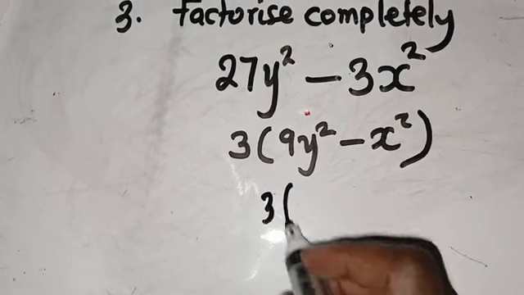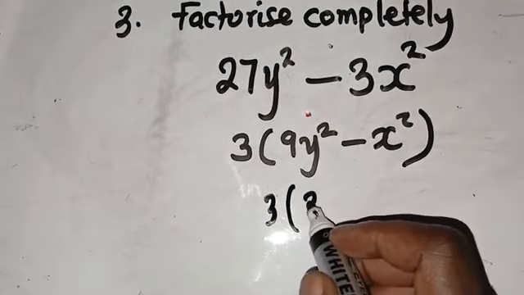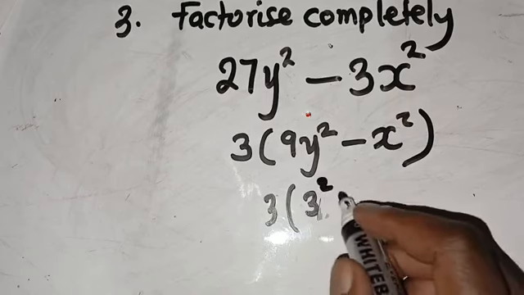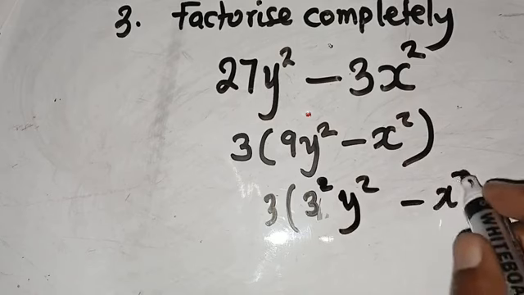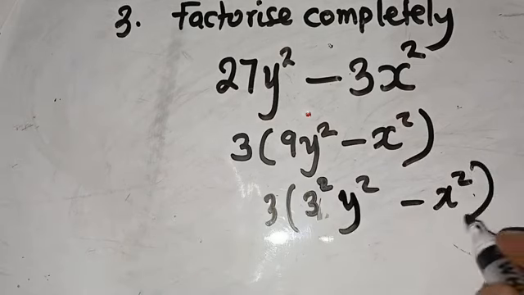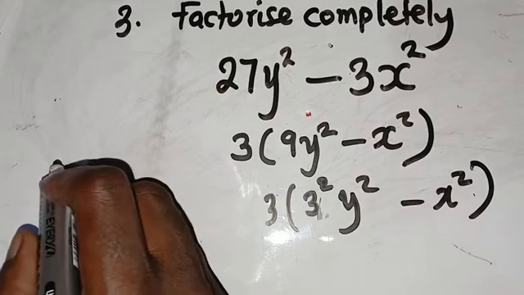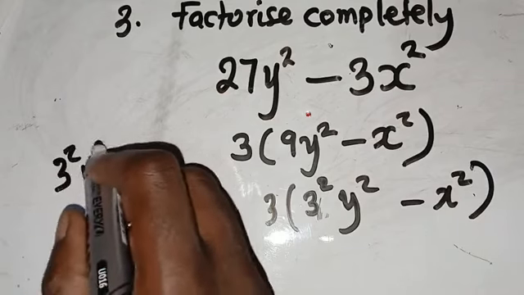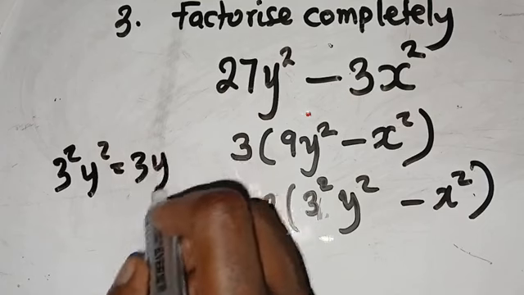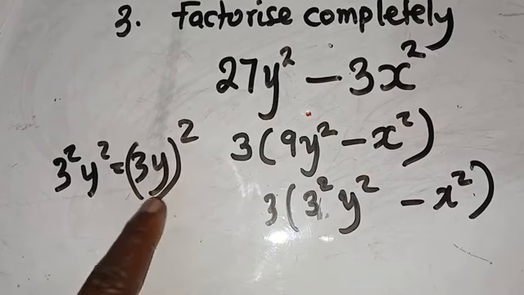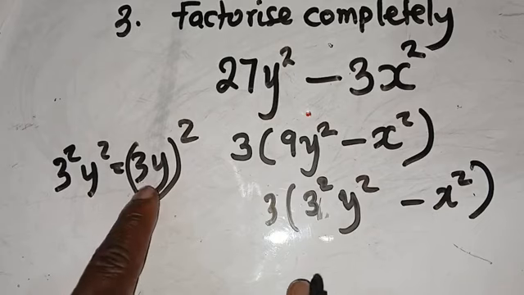So we'll maintain our 3. Then this 9, I'll change it to 3 squared, of course. This will be 3 squared y squared minus x squared. Take note of that. You have to take note of this one also here: 3 squared y squared is just the same as (3y) squared. These are just the same. So now we could look at this one as this.